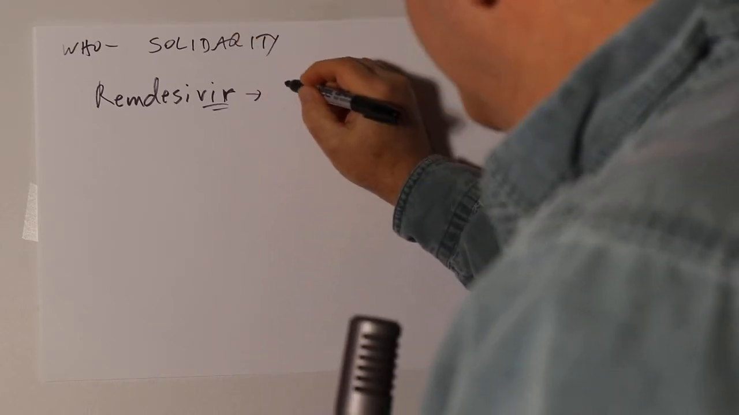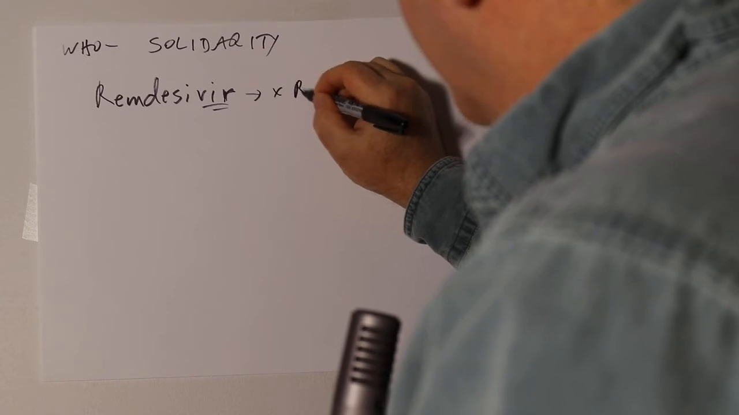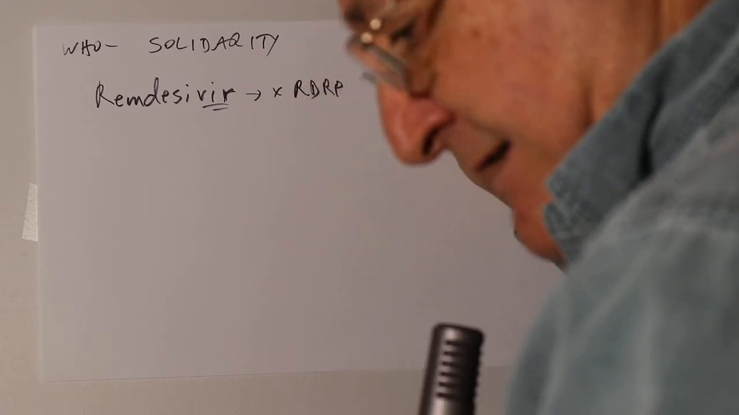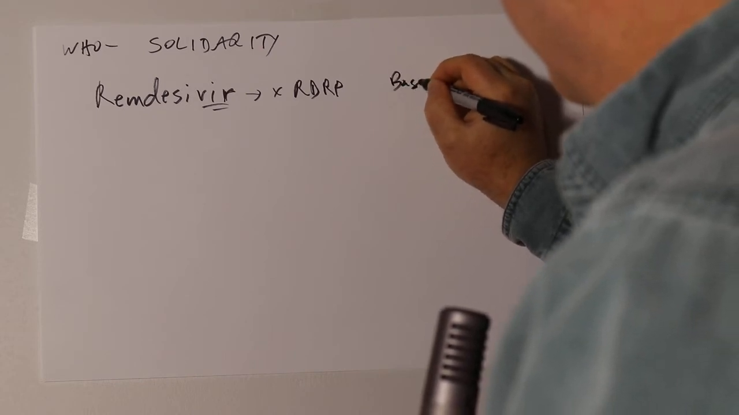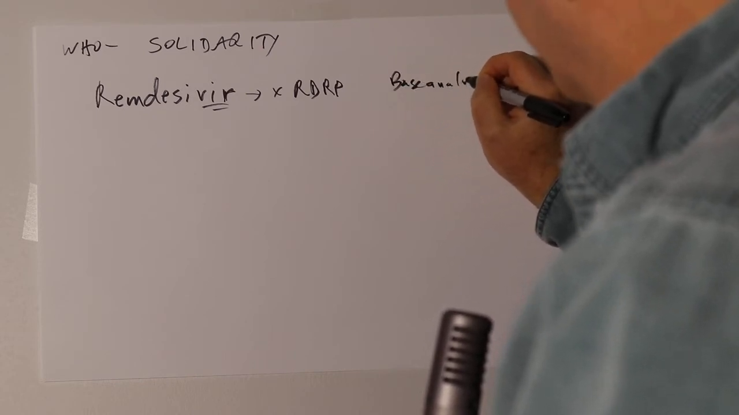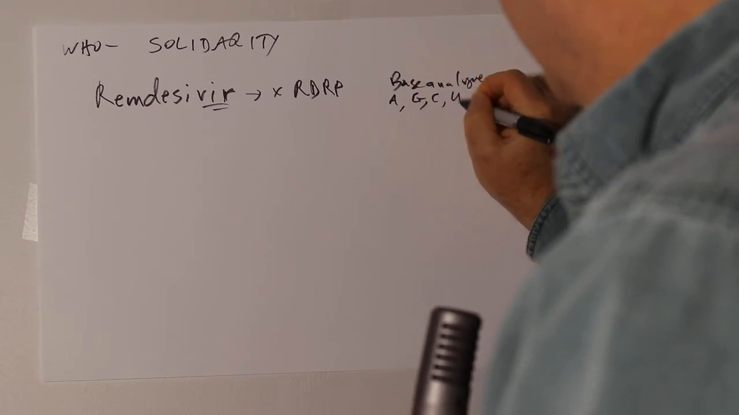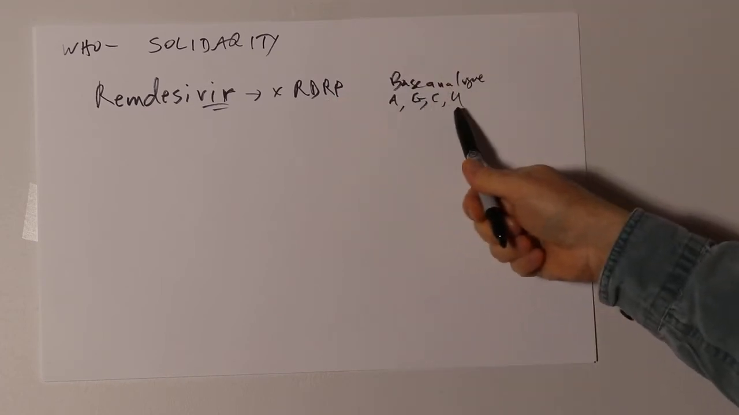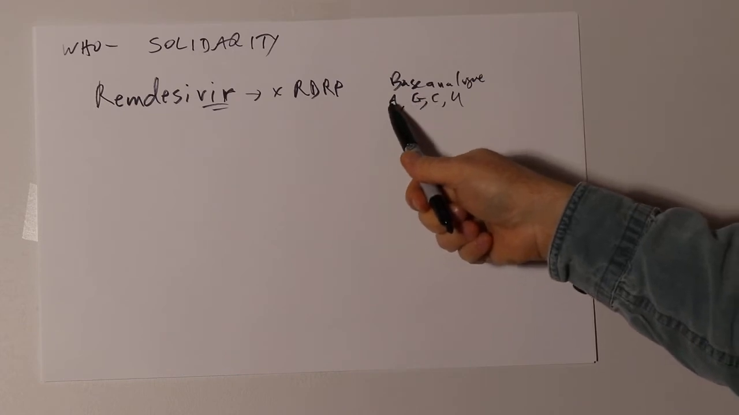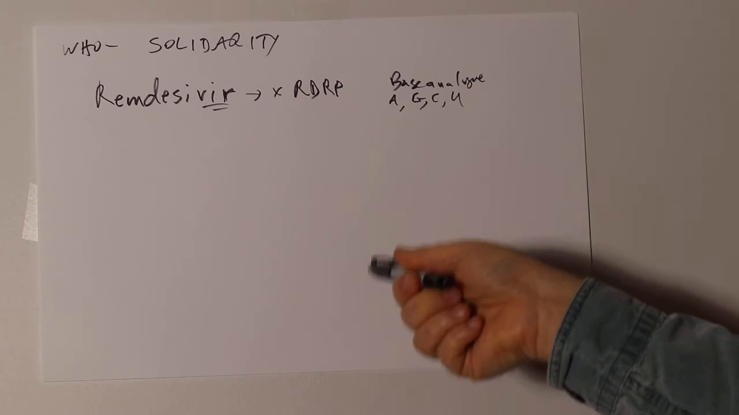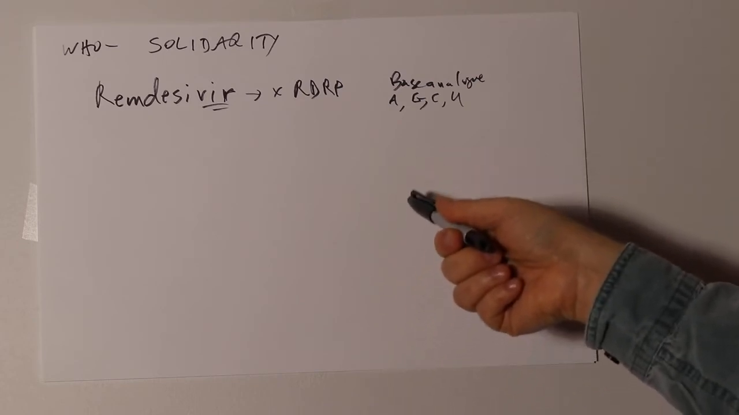So it is an inhibitor of the RNA-dependent RNA polymerase, and specifically, it's a base analog. So RNA polymerases have binding sites for binding the A, G, C, and U that they're going to use to make a new strand of RNA. And you can imagine coming up with a molecule that looks like one of these that can get into the active site of the enzyme and inhibit it one way or another.